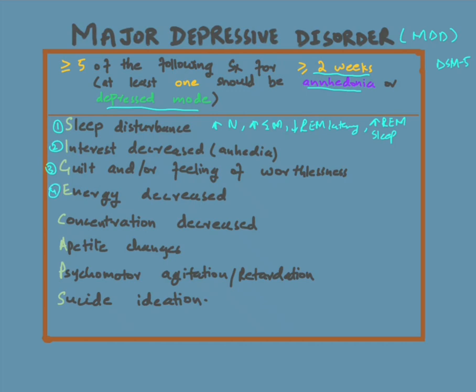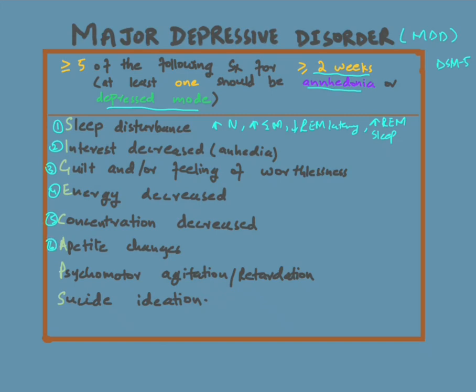Then number 4 is energy decrease. There will be lethargy or tiredness. The patient will just feel tired and will be lying on the bed all day, for example. Then number 5 is decreased concentration. The patient finds it hard to focus on particular things. For example, if the patient is in college, she may have decreased grades because of the lack of concentration.